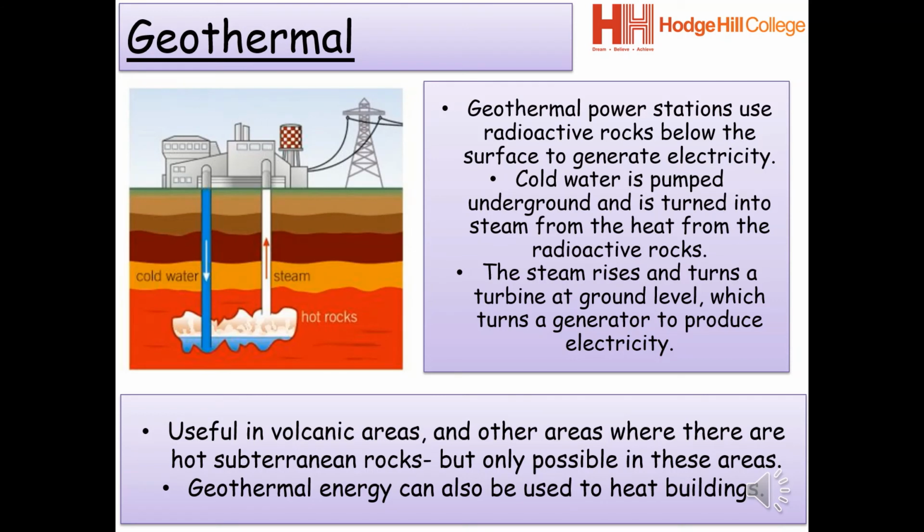And geothermal, as the word geo suggests, earth thermal heat. Geothermal power stations use radioactive rocks below the surface to generate electricity. Geothermal energy is used in certain places, such as volcanic areas, where you will get a lot of steam coming up from hot rocks. And of course, it can also be used to heat buildings in addition to producing electricity.